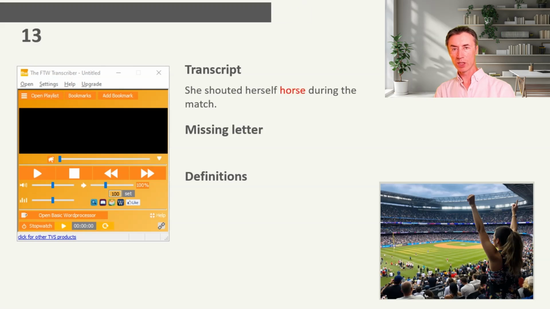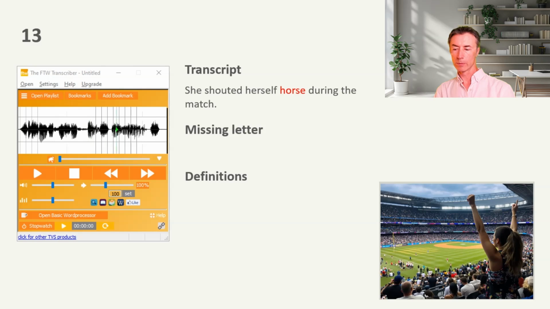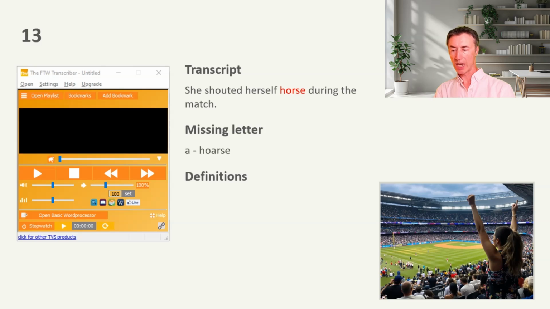Number 13, which word has a missing letter? It's that one. What's the missing letter? Have a listen. She shouted herself hoarse during the match. And the answer, A, is missing. Horse and hoarse, that could also be in a homophones test, couldn't it? What are the definitions? Horse is a farm animal, and hoarse with an A means croaky, of a voice.